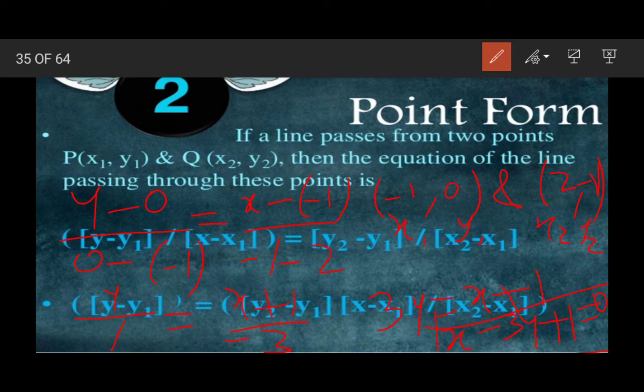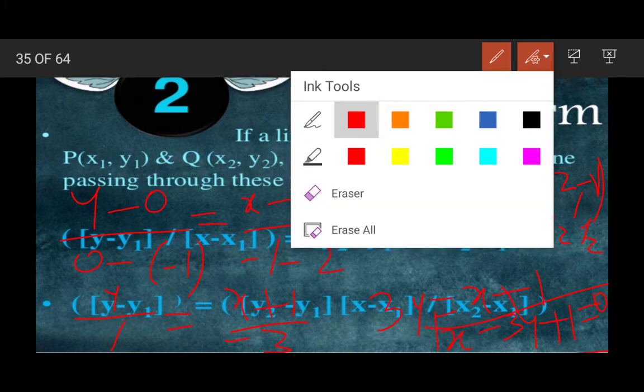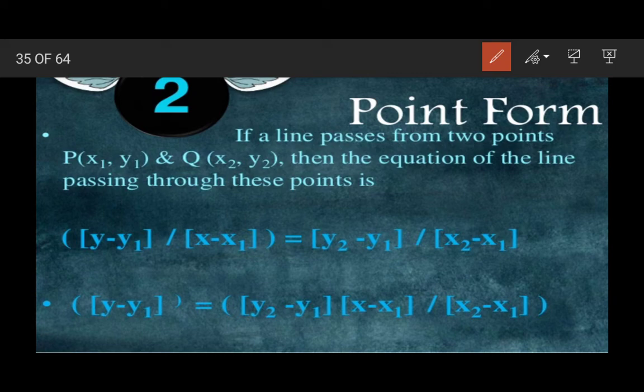Okay. So when 2 points are given, then also we can find the equation of a line by using the formula (y minus y1) upon (y1 minus y2), that is equal to (x minus x1) upon (x1 minus x2).